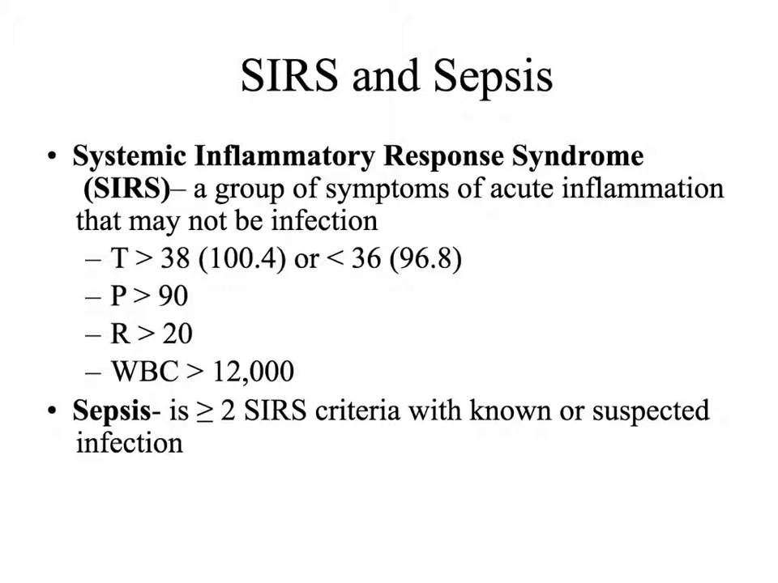So with SIRS, you come in, you've got all of these symptoms, but you don't have a cough, you don't look like you have pneumonia. You don't have a urinary tract infection. We don't know if you're infected yet.